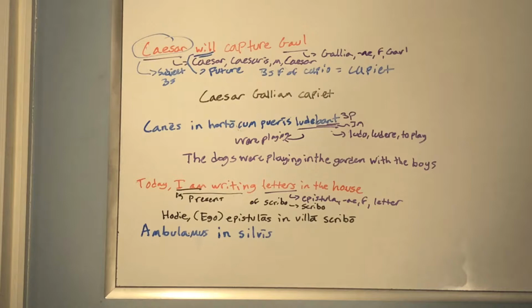Now with that out of the way, I can get to the rest of the sentence. Today, that's just hodie. Ego, you may or may not have this. Epistulas, this is the direct object of the sentence. So first declension, plural, accusative ending is as, so epistulas. In villa, this is another ablative place where, and then our verb, scribo.